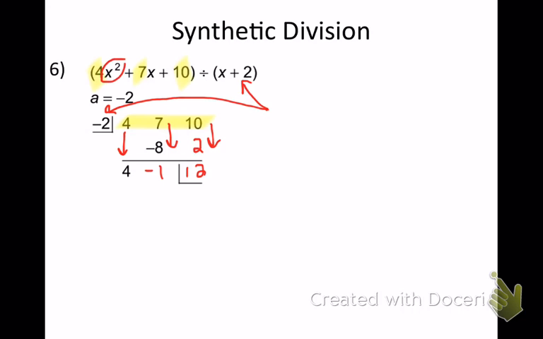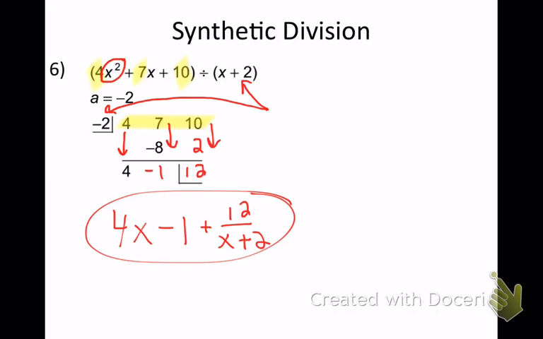Now again, I started with x squared, so I'm going to go 1x lower. So 4x minus 1 plus 12 over x plus 2. And that's synthetic division. So it goes a little bit quicker, kind of. Let's try another one.